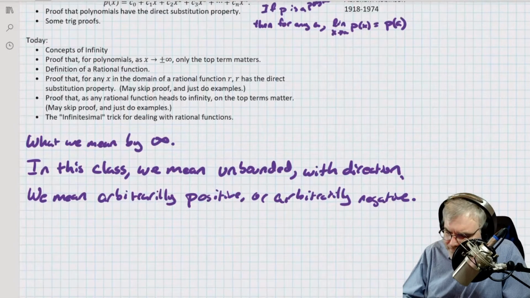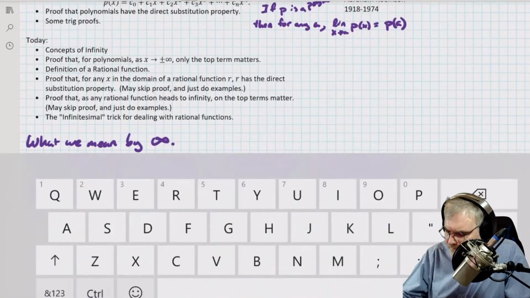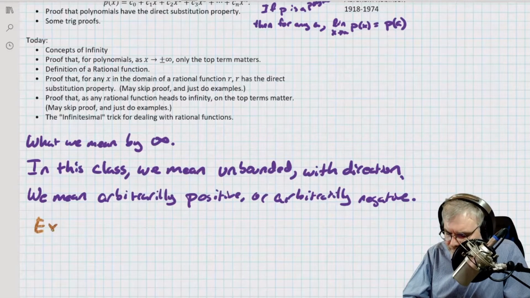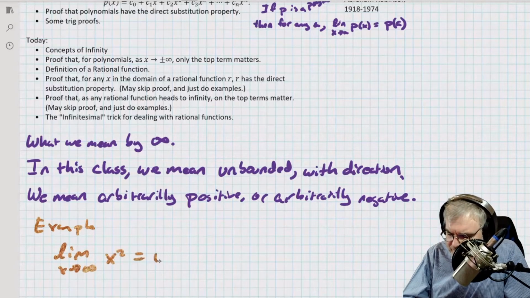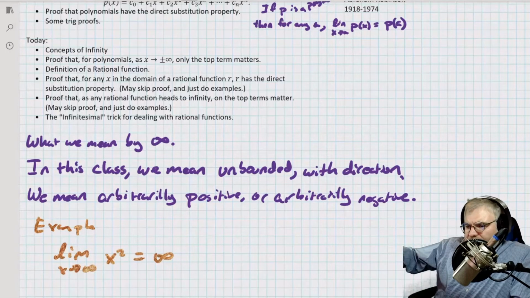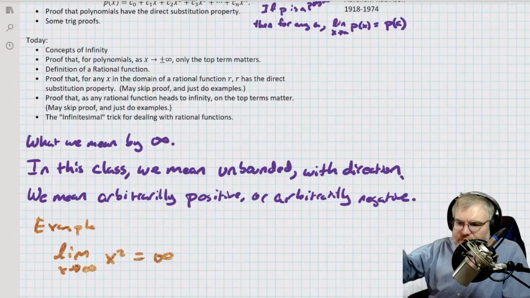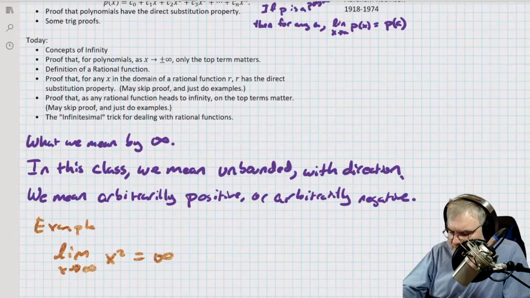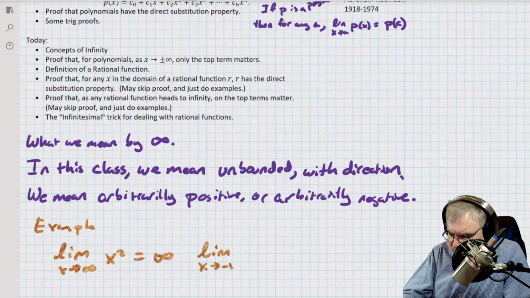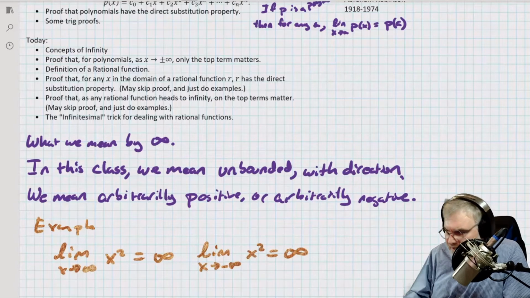So for example, we're going to say that the limit as x goes to infinity of x squared equals infinity. As you go off in the direction of infinity on the x-axis, you go up to infinity on the y-axis. Likewise, we're going to say the limit as x goes to negative infinity of x squared equals positive infinity, right?